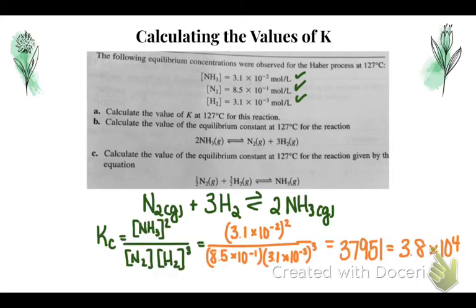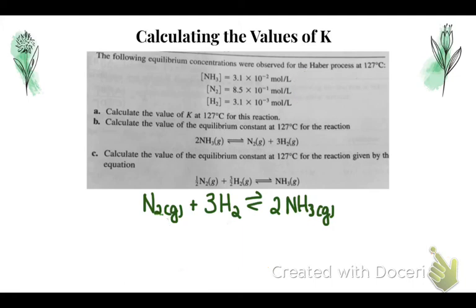So as you can see on the screen, I have worked out the problem. I wrote out the Kc, products over reactants with the proper coefficients, and solved the problem putting in the proper concentrations. Plug and chug is what I say, and you end up with 3.8 times 10 to the 4th. This is a pretty big number, much greater than 1, so products are going to be favored in this reaction.